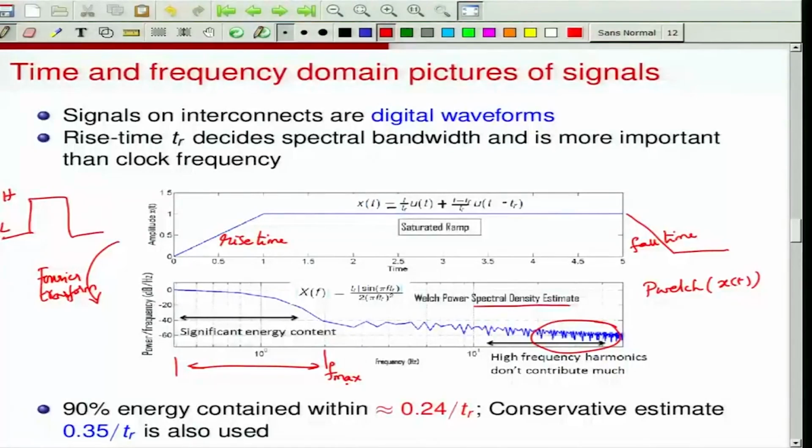frequency over which 90% of energy is contained, you can see that that typical frequency is around 0.24 by tr, where tr is the rise time of this waveform. So about 0.24 by tr is the frequency over which 90% of the energy is contained. If you are not happy with 90%, you can go to 99%, and then this number will slightly change. Conservatively we typically estimate around 0.35 by tr to be the maximum frequency, or the bandwidth, within which the entire energy of the waveform is conserved.